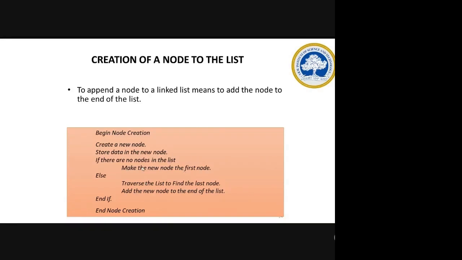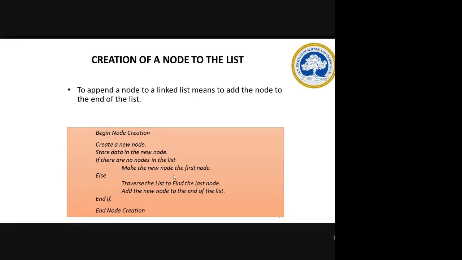Otherwise what will happen, now already A is there, no? You are creating B, it will be added after A, and now if you are adding C, C will be added after B. But if there is nothing in the list and you are creating a node C or A or B, whatever, that will be the first node. So if there are no nodes in the list, make that new node the first node. Else traverse, you have to use a pointer to move from the first node till the last node, and you can add the new node after the node which is available there. So that is your normal procedure.